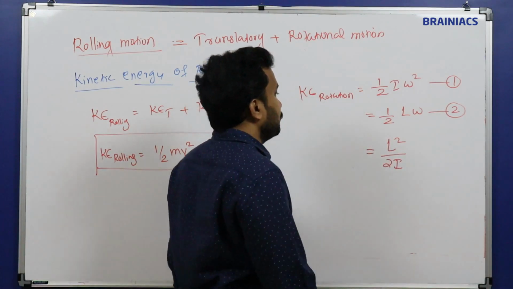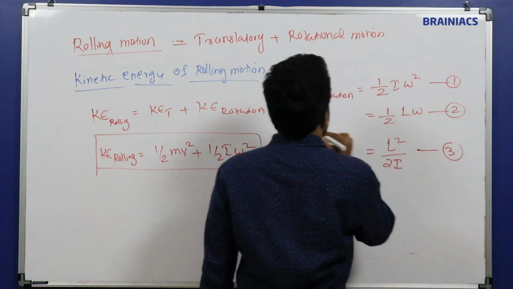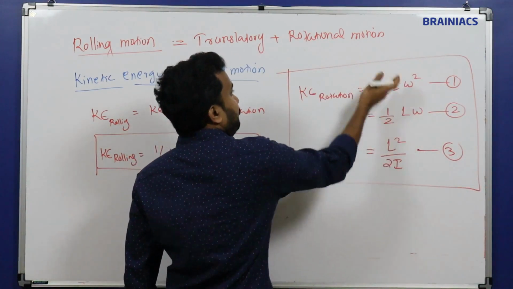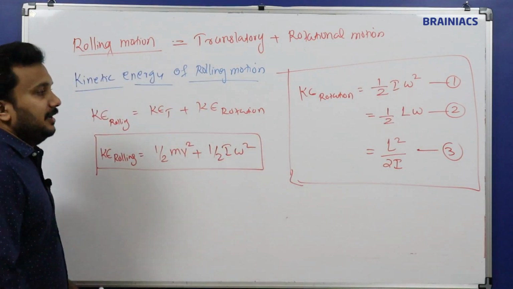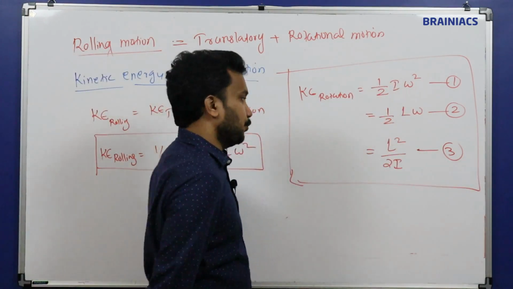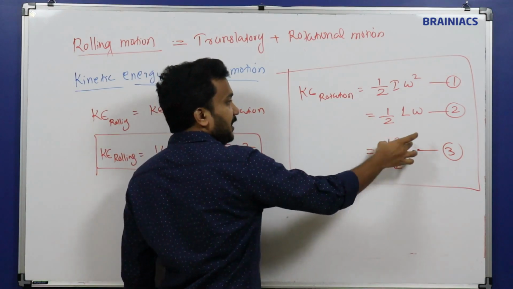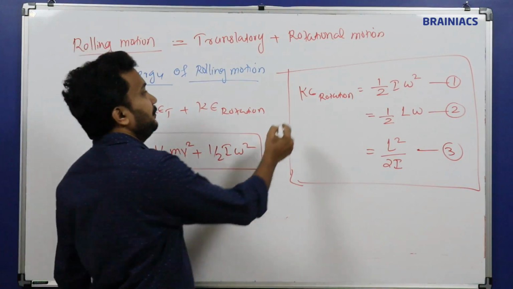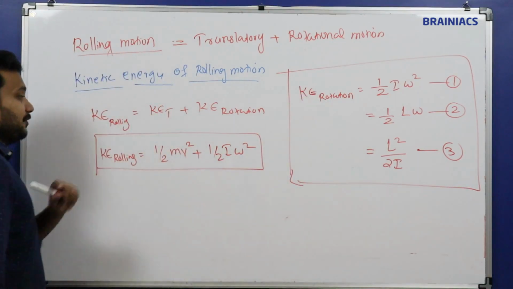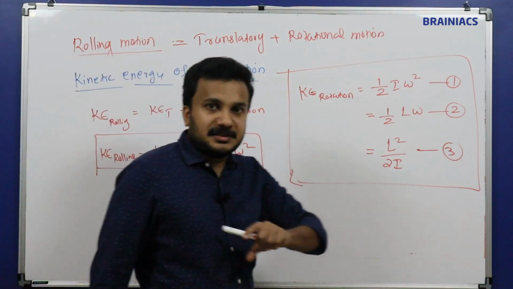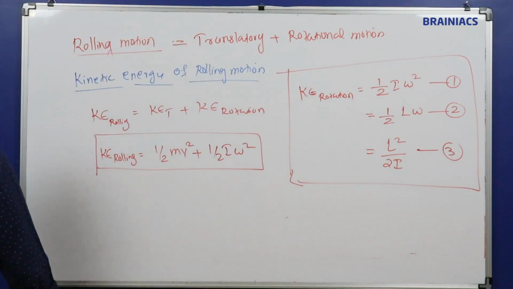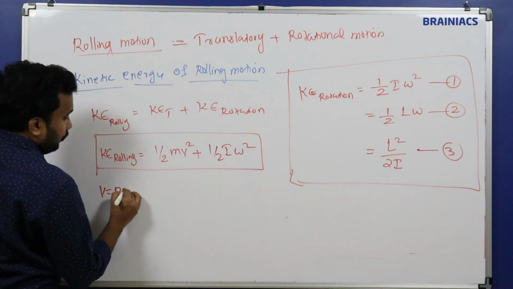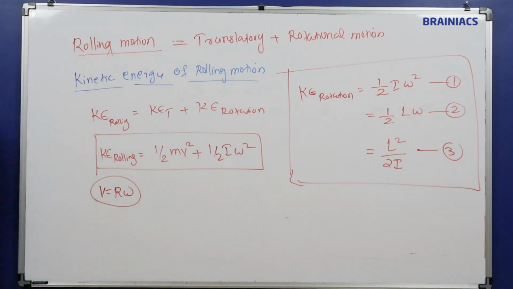L square by 2I is I square omega square by 2I, where I cancels. So there are three sets of equations for the kinetic energy of rotation. If you simplify, everything will come to this point: I square omega square over 2I, I cancels out, so half I omega square will come. Here v in this term is the linear motion, so it is the translatory motion contributing, not R omega. So v will be equal to R omega here. Remember that as well.